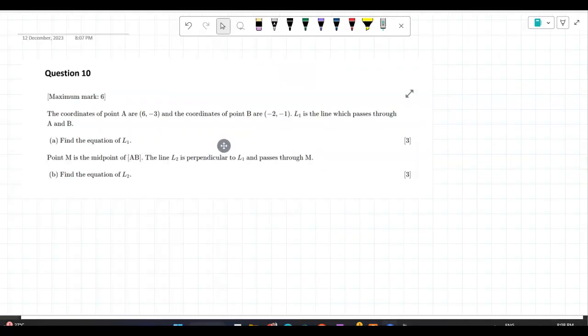Coordinates of point A are (6, minus 3). Coordinates of point B are given to be (minus 2, minus 1). L1 is the line which passes through A and B. Find the equation of L1.